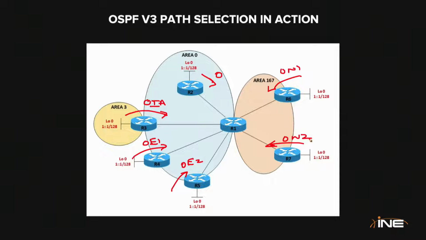Now what happens if I shut down the link to R2? Then R1, which is XR1, would now put the route through R3 in the routing table, because OIA is the next best choice irrespective of the metric. R3 would be the next best choice because after O, OIA wins. Let's test that.